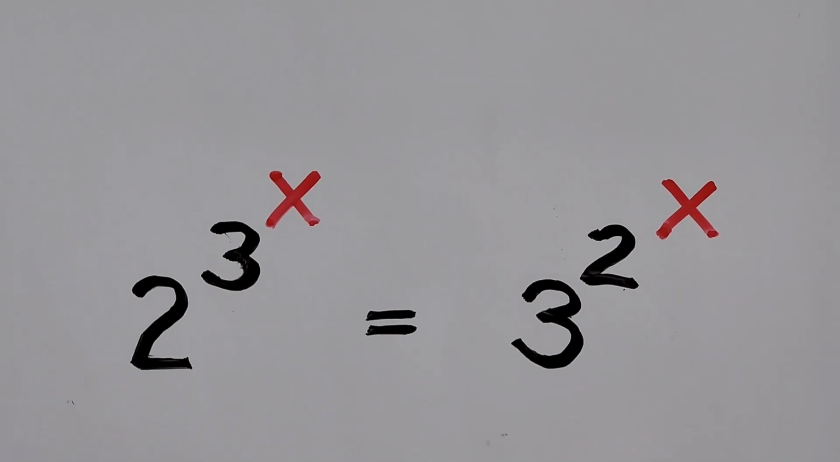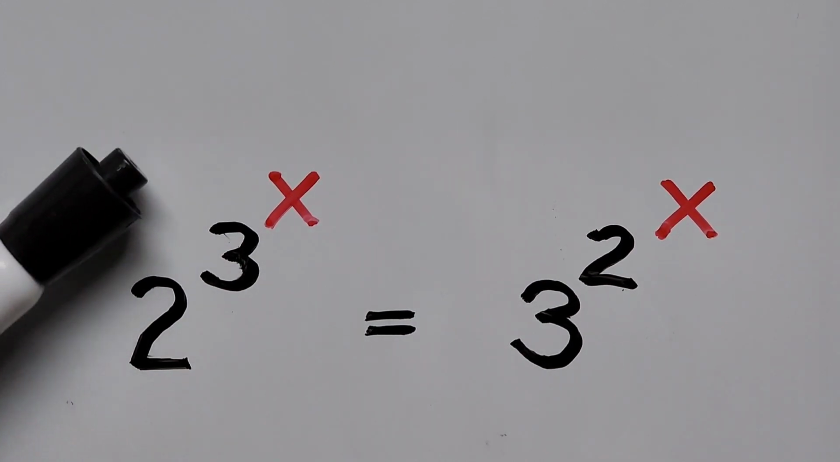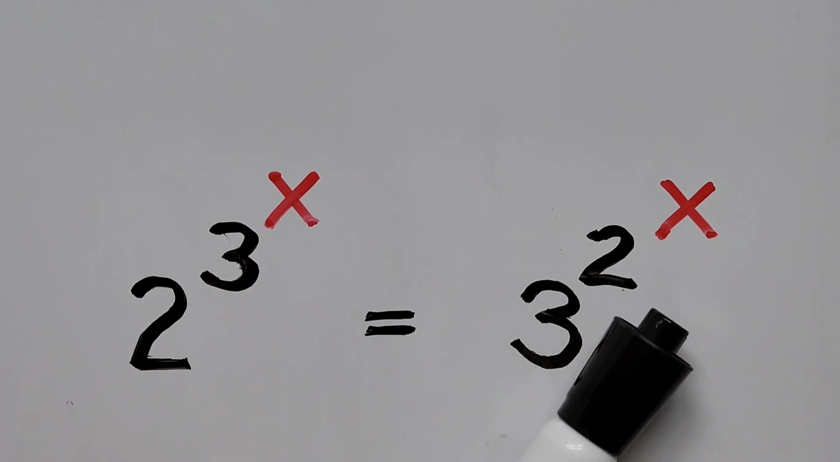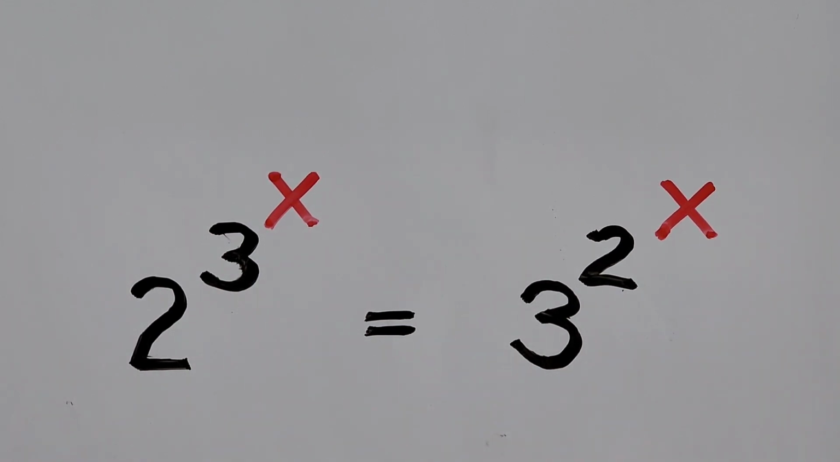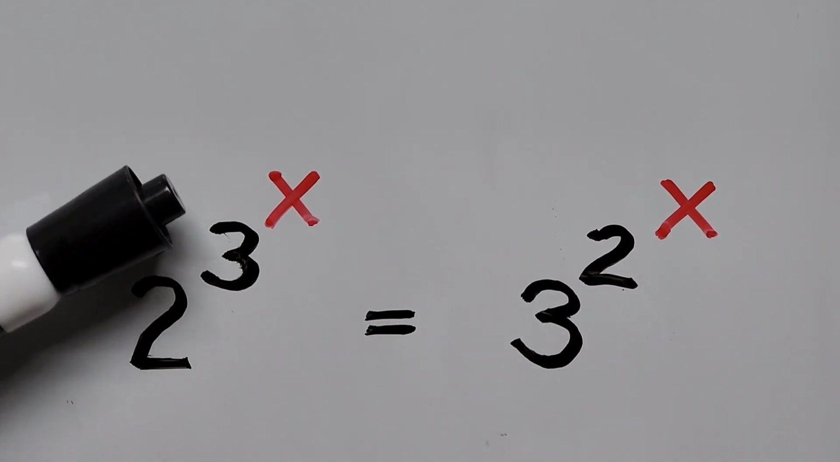Hello everyone, we have here an exponential equation with nested exponents on both sides: 2 to the power of 3 to the power of x equals 3 to the power of 2 to the power of x. In this video, we'll be solving for the value of x.